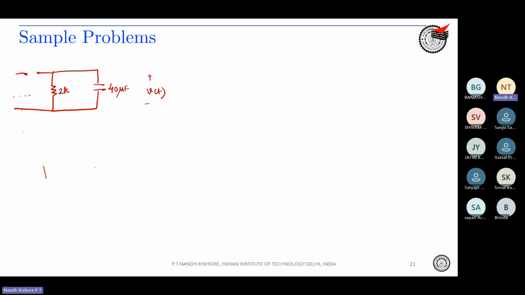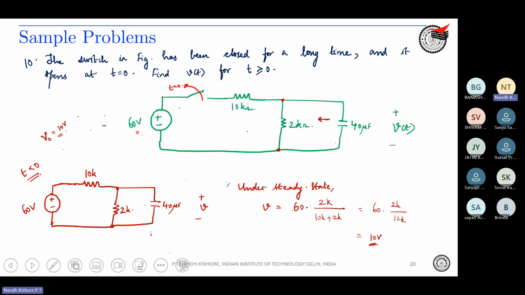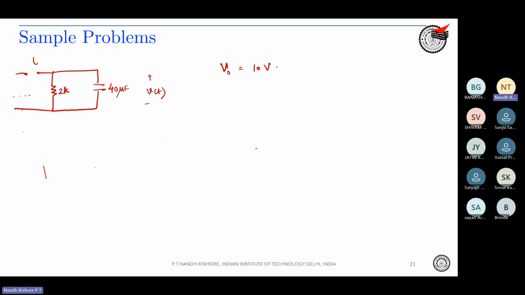We know that V naught is 10 volts. We just calculated it. The initial voltage across the capacitor is 10 volts. So for t less than 0 it was steady state, and for t more than 0, the initial voltage is 10 volts. This is an RC network. Therefore, will the capacitor charge up or discharge?